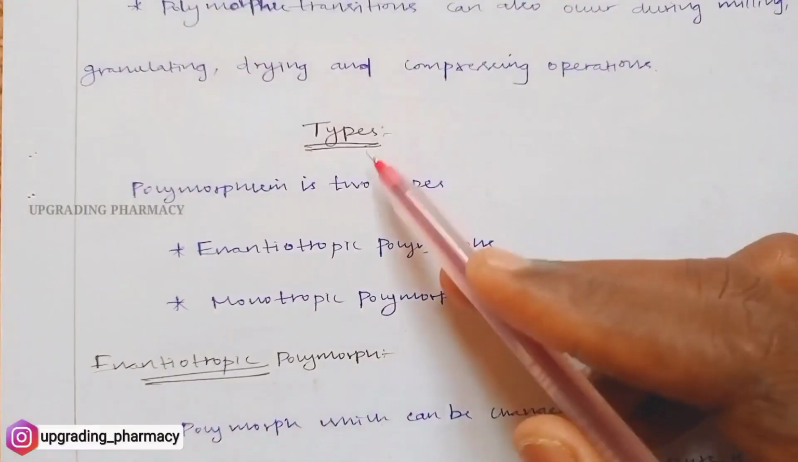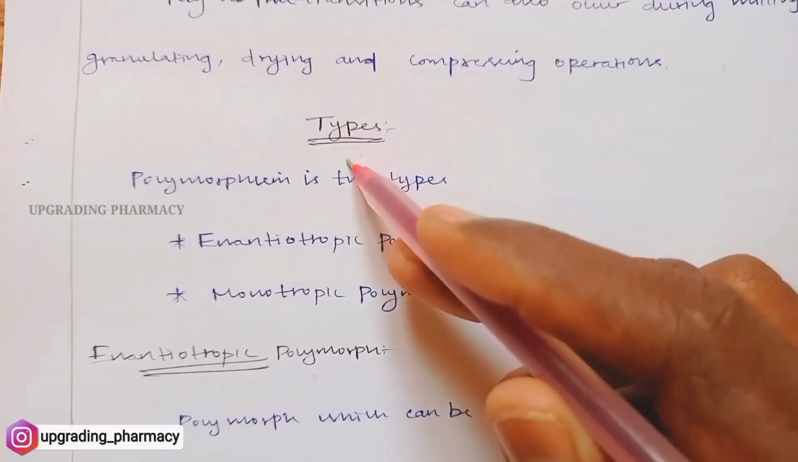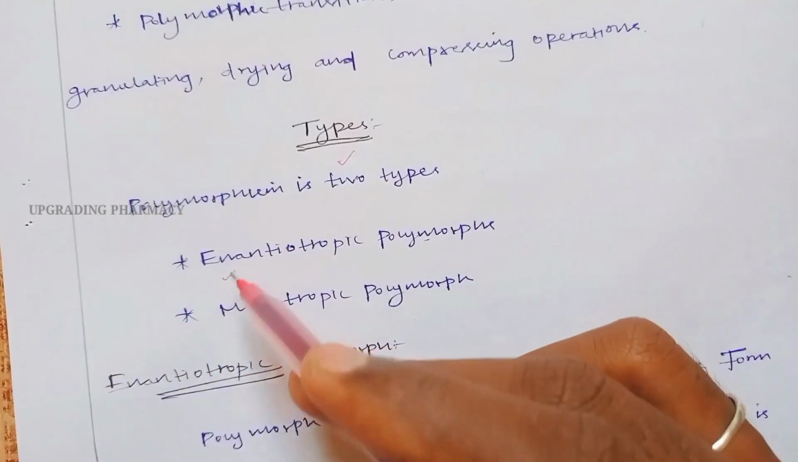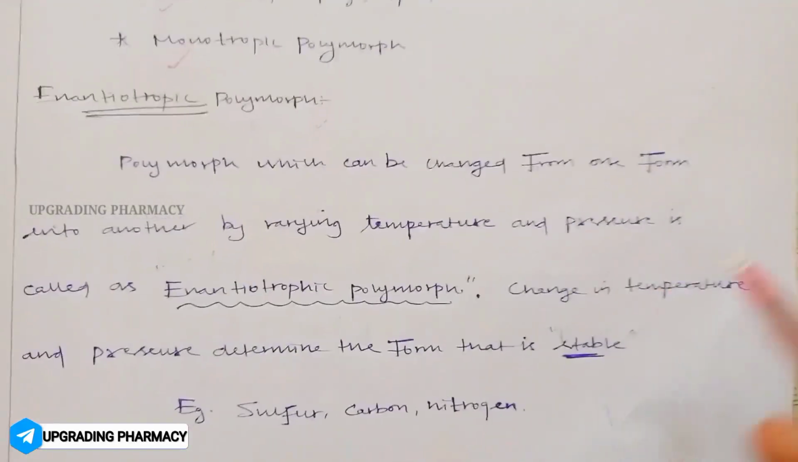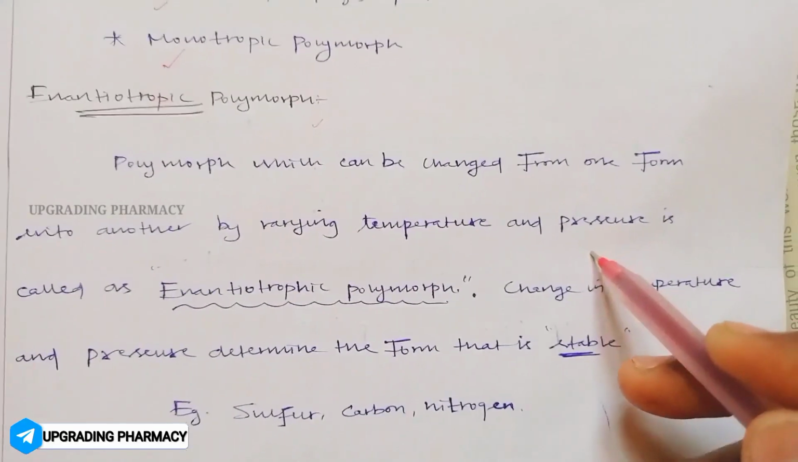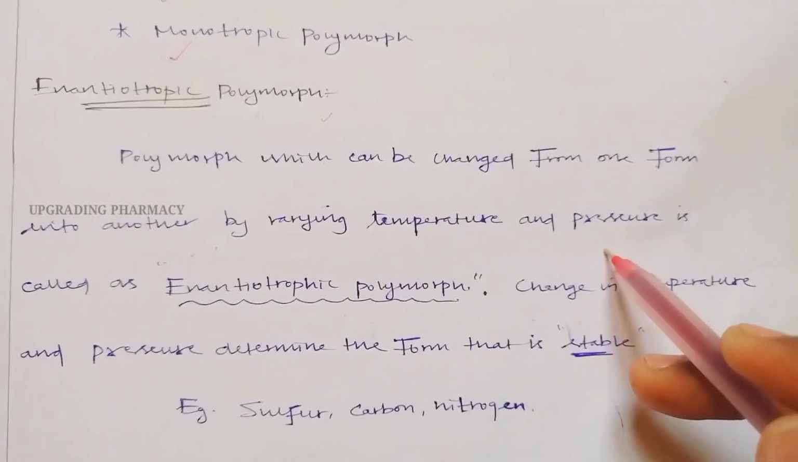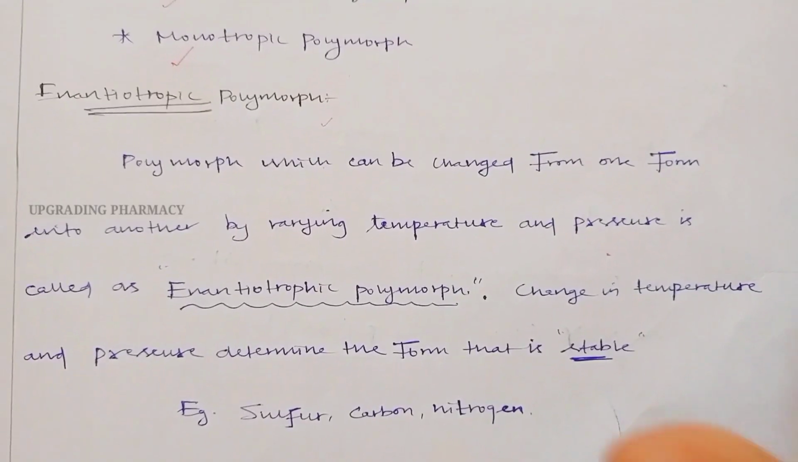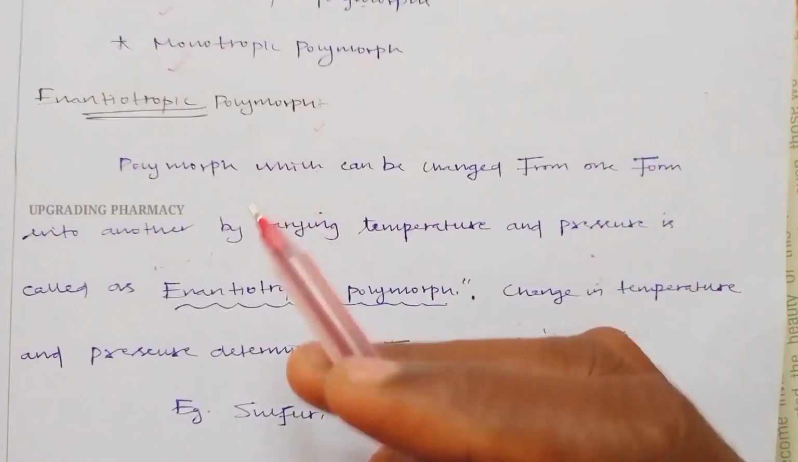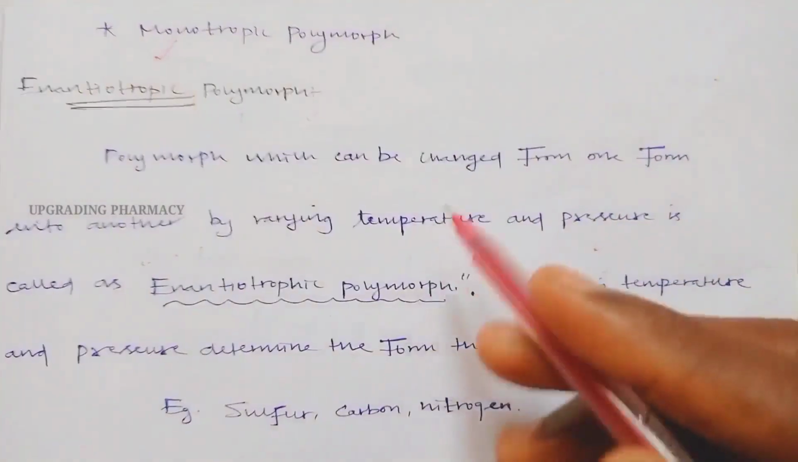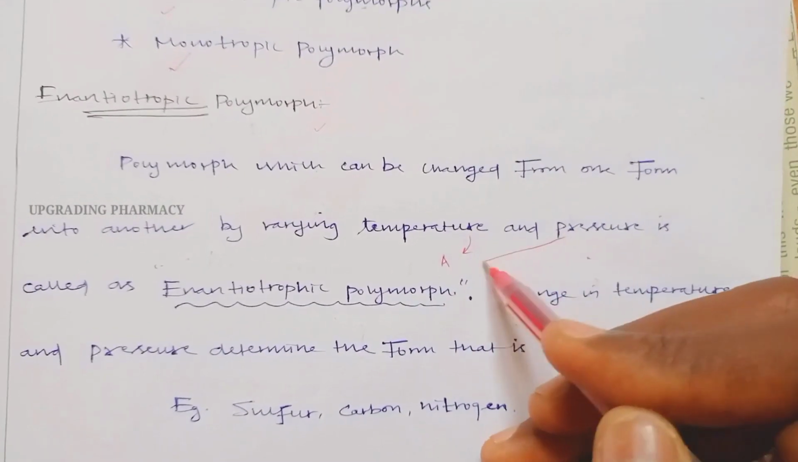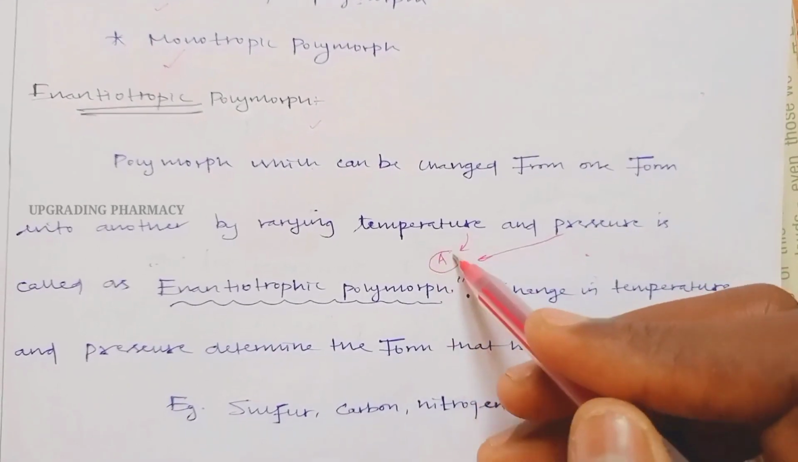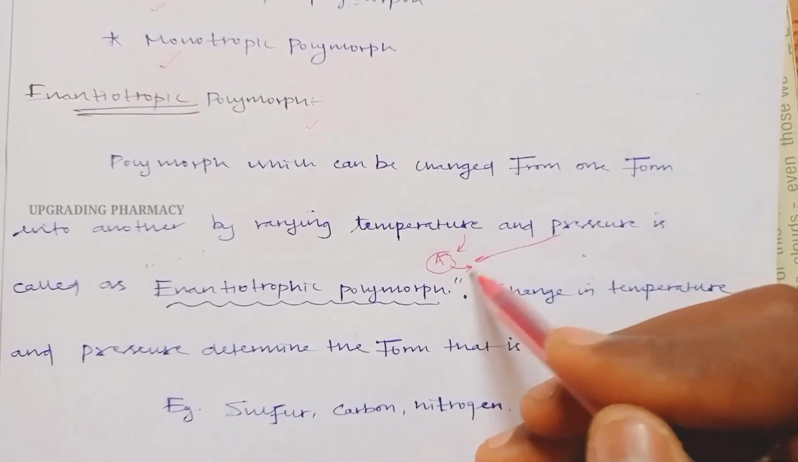So next we go for the types of polymorphism. There are two types of polymorphism: enantiotropic polymorphism and monotropic polymorphism. Enantiotropic means that when the temperature and pressure change, the stability of the particular crystal form changes and it leads to the most stable form. So if the form exists as A, then we can introduce temperature and pressure, so this form will become unstable. Then this form will convert into the B form.